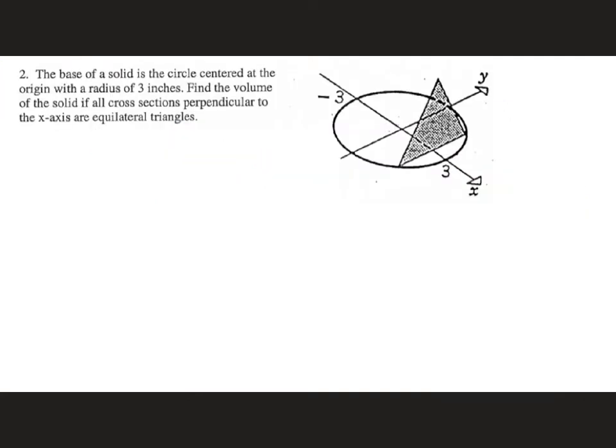The base of a solid is a circle centered at the origin with a radius of 3 inches. Find the volume. So this is the same question basically. It's just a different shape. Well, it's a circle. So x squared plus y squared equals 3 squared. Y is going to be 9 minus x squared, square rooted. That's like this distance here.